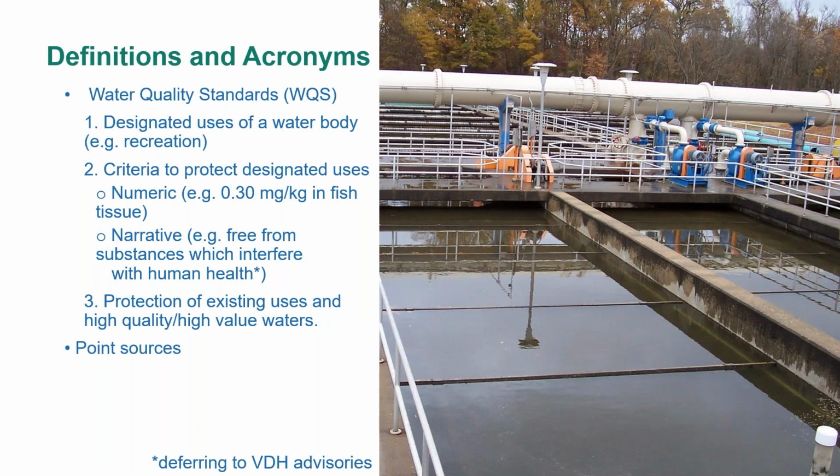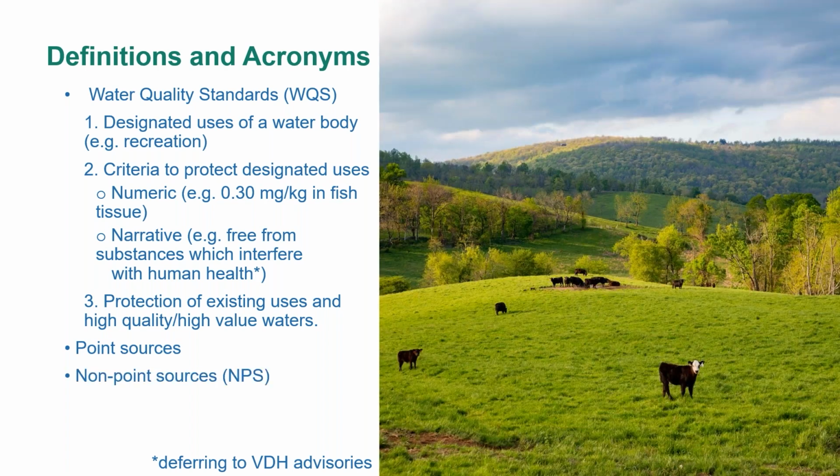Now we'll move on to point source. In this case, point source refers to point source pollution. This is pollution discharged into state waters resulting from a specific source. An example would be pollution discharged from a sewage or wastewater treatment plant. If you can point at that specific source, like treated water coming out of a wastewater management pipe, then that is point source pollution.